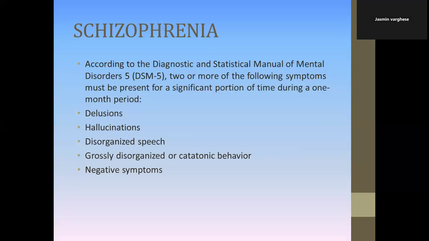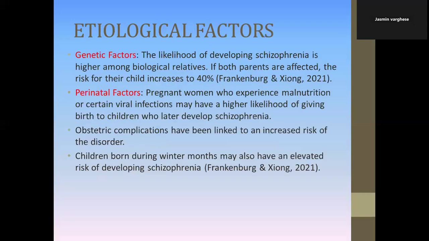According to the Diagnostic and Statistical Manual of Mental Disorders 5, DSM-5, two or more of the following symptoms must be present for a significant portion of time during a 1 month period, which include delusion, hallucination, disorganized speech, grossly disorganized or catatonic behavior, and negative symptoms. If these symptoms exist for more than 1 month, that person is considered a schizophrenic person.